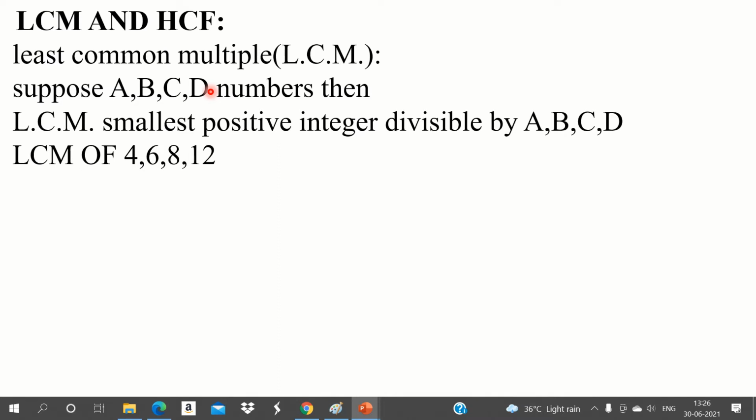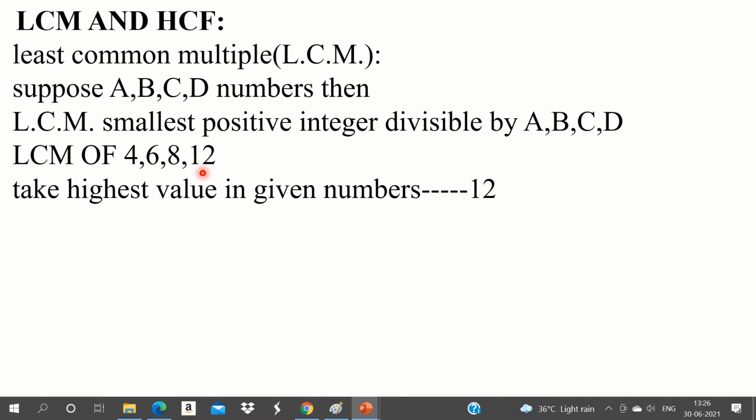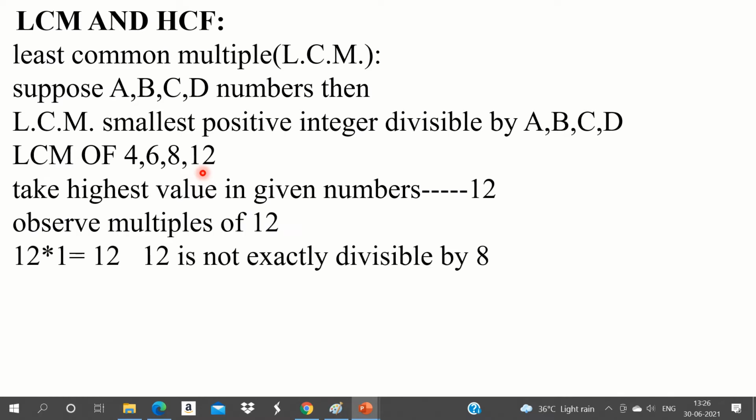Here we want to find the LCM of 4, 6, 8, 12, the four numbers. So the LCM of these four numbers is a very simple thing. Take the highest number from these four numbers. So 12 is the highest number. Take the multiples of 12. So 12 ones are 12. 12 is divisible by 4. 12 is divisible by 6. 12 is not divisible by 8. So 12 is unfit for the LCM.